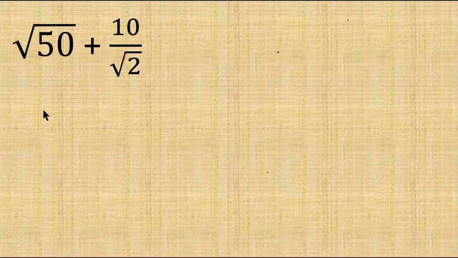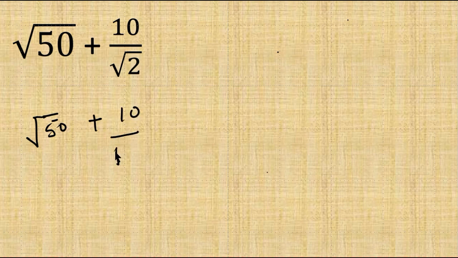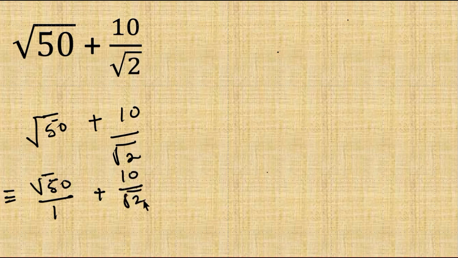Welcome back. Our expression says we have the root of 50 plus 10 over the root of 2. Now I can easily write this way. This is 50 for clarity's sake over 1 plus 10 over root of 2. Let's take an LCM. My LCM obviously is root 2. 1 in root 2 is root 2.